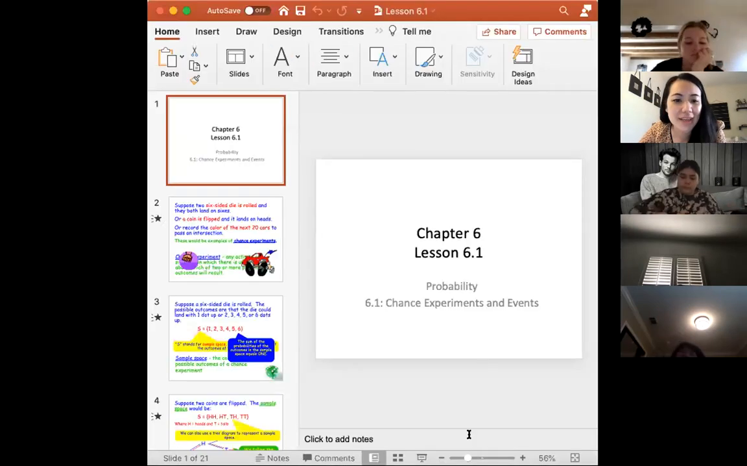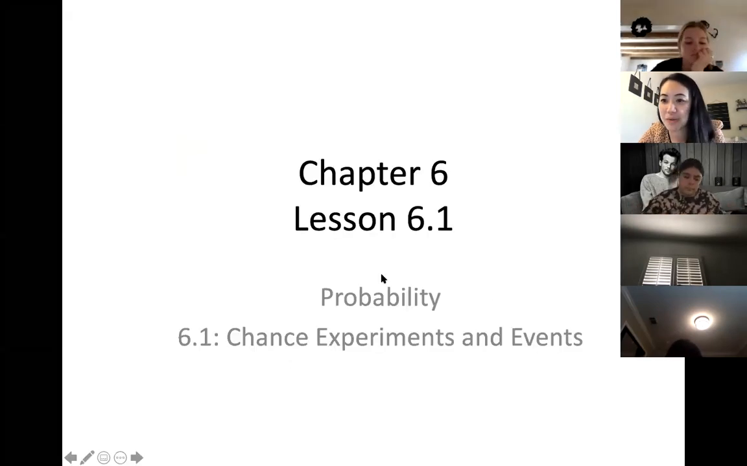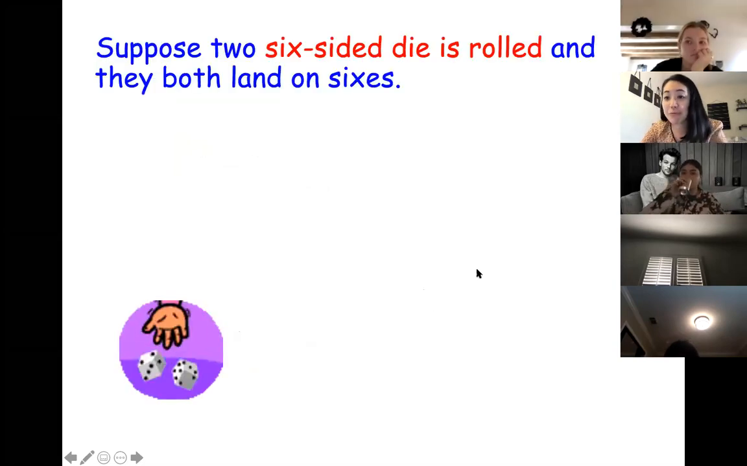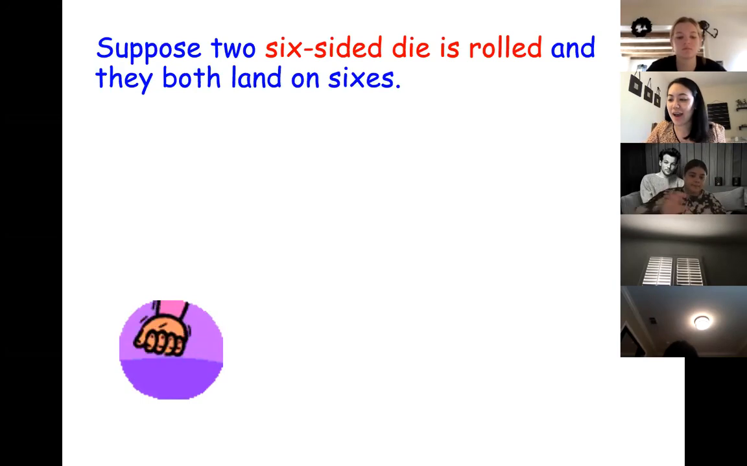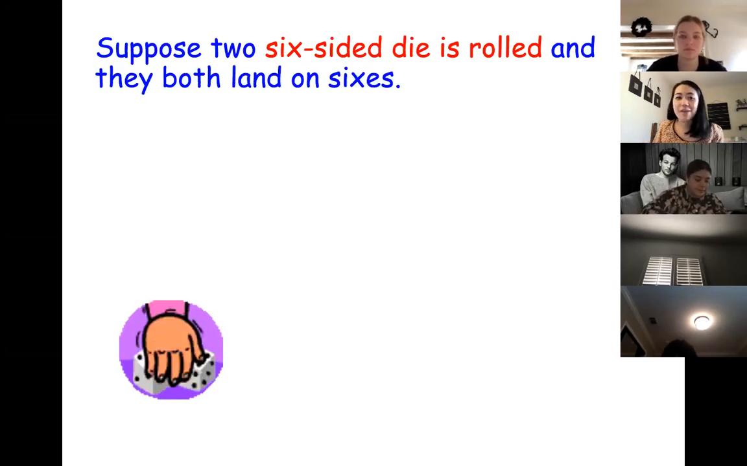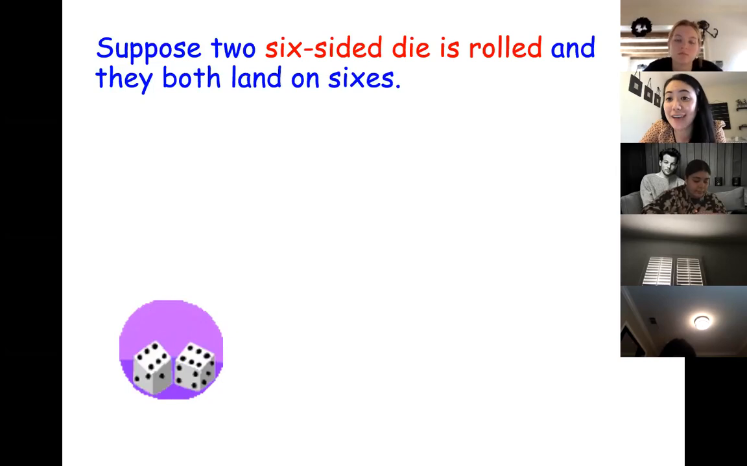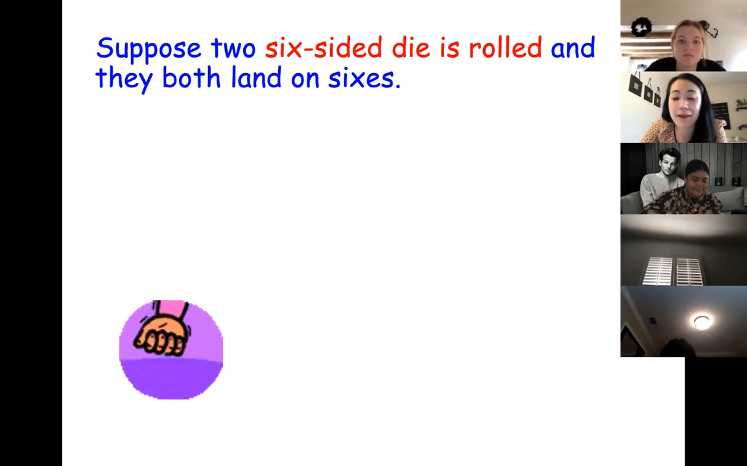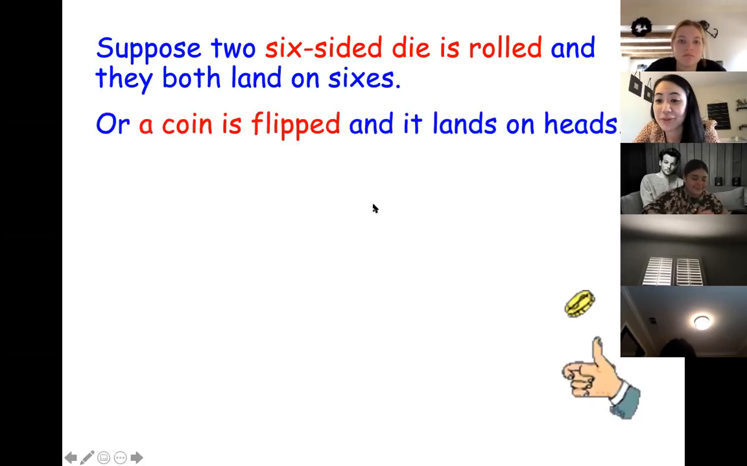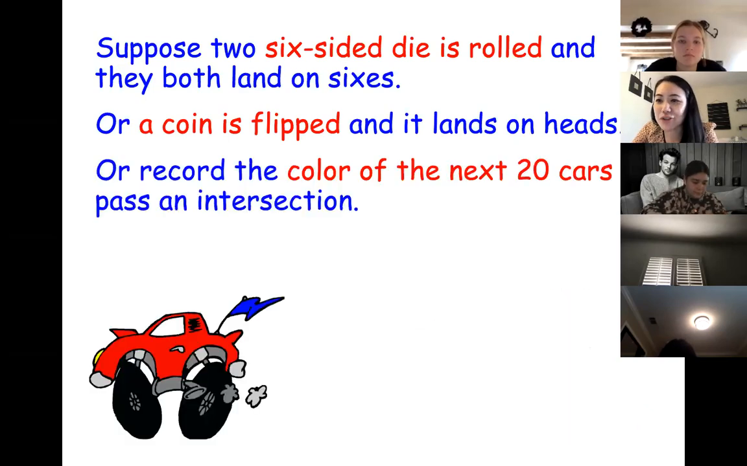So lesson 6.1, starting our probability chapter. For example, let's say hypothetically we're playing a game and we roll 2 six-sided dice, and we want to find the probability that they both land on sixes. That's one possible situation. Or let's say a coin is flipped and we want to see the probability it lands on heads. Or let's say we go to the corner of Huntington and St. Gabriel, and we look at the color of the next 20 cars that pass by.